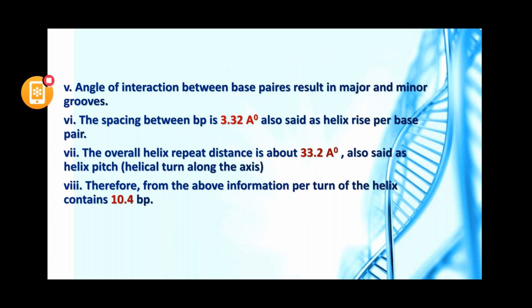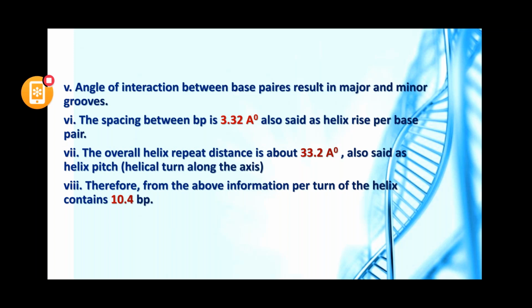Okay, now the sixth point, the spacing between base pairs. The spacing between base pairs, also called the helix rise per base pair, is 3.32 angstrom, meaning two bases are separated from each other by a distance of 3.32 angstrom. The overall helix repeat distance, also called the helical turn along the axis or helix pitch, is about 33.2 angstrom, which means one helix turn is 33.2 angstrom long.